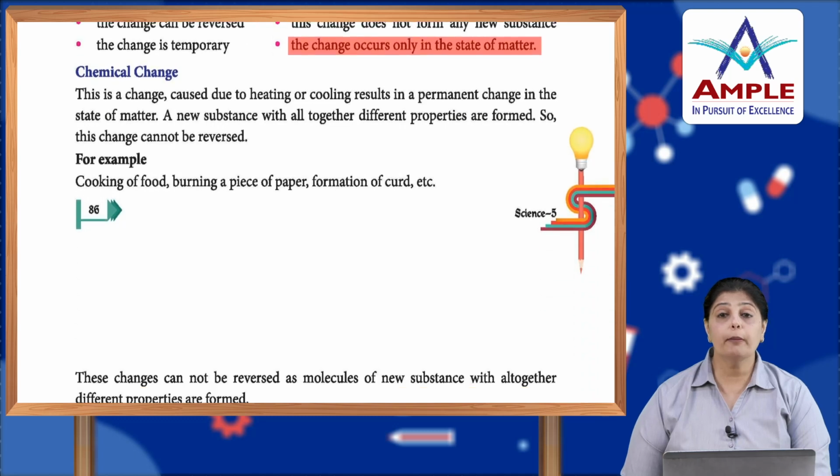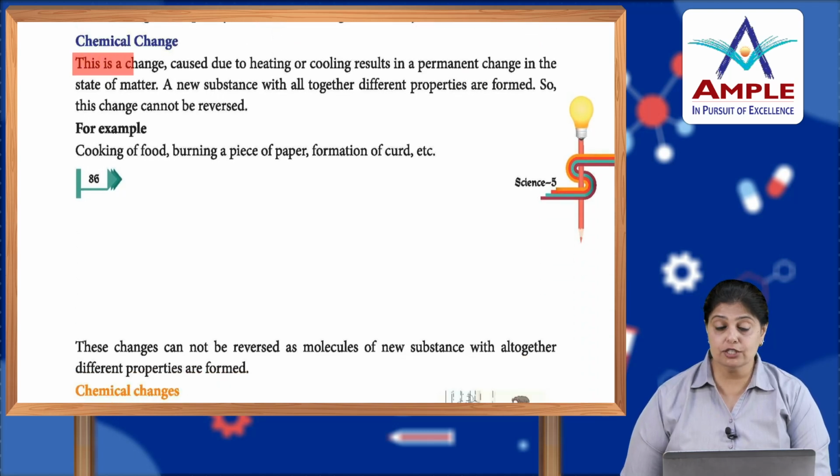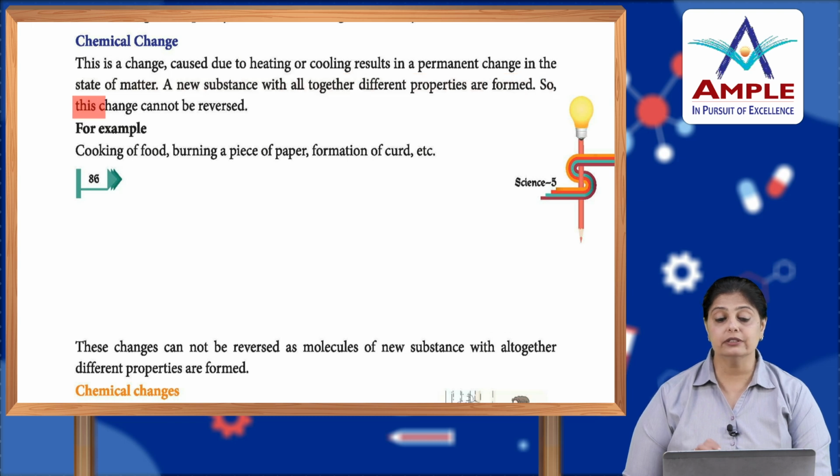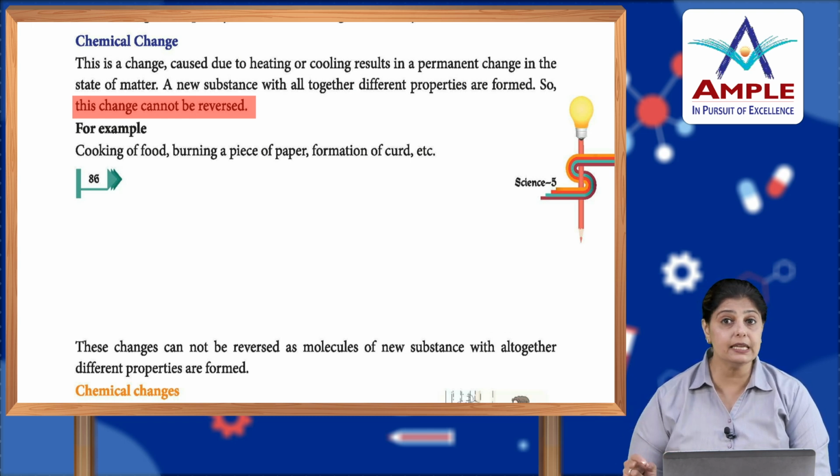Now, let us talk about chemical change. This is a change that is caused due to heating and cooling, which results in a permanent change in the state of matter. Here a new substance with altogether different properties is formed. So, this change cannot be reversed. A new substance is formed, it has different properties, it cannot be reversed.